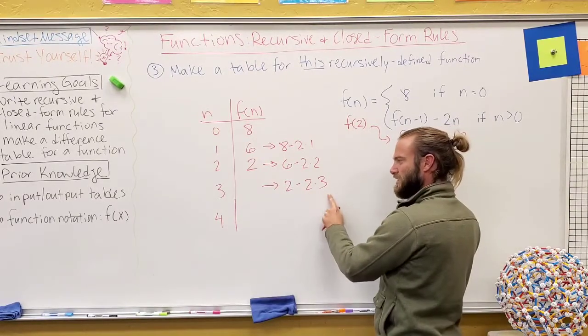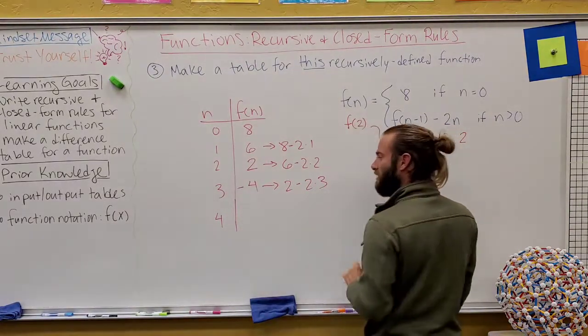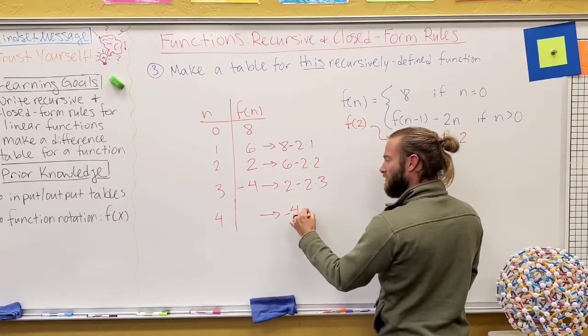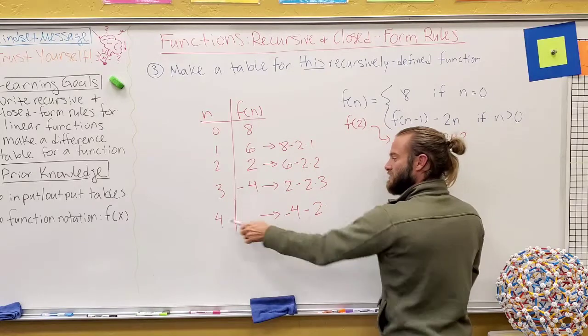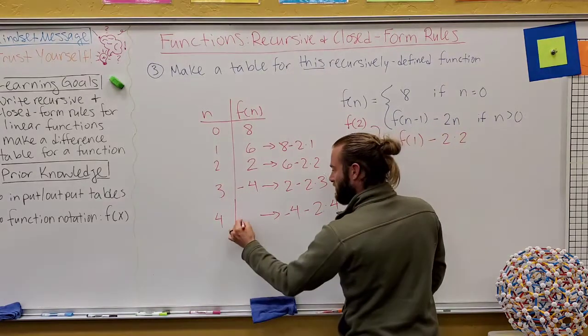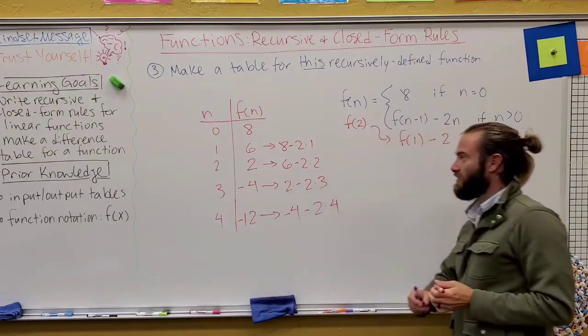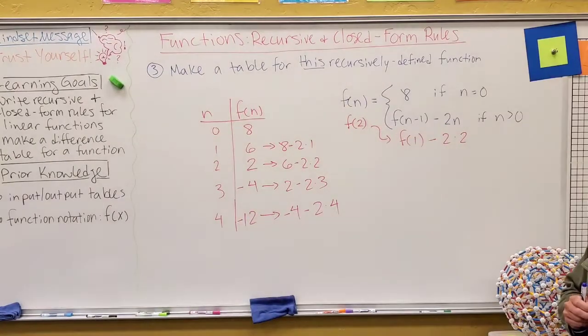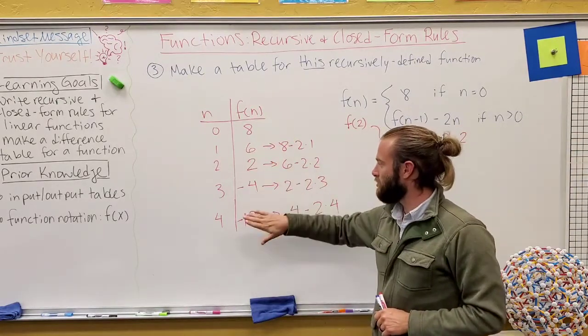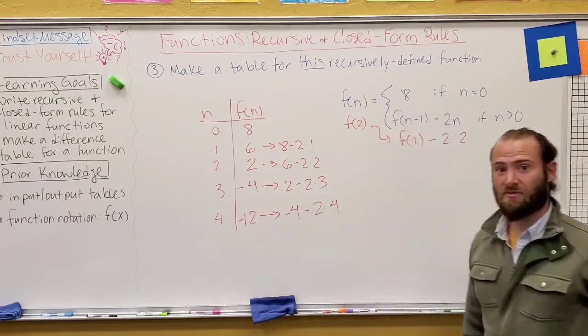Well, 2 minus 6 is going to be actually negative 4. So whatever this becomes is that guy, negative 4, minus 2 times n, which is 4. And so negative 4 minus 8 is going to give me negative 12. Okay? So there would be the table for this rule here. 8, 6, 2, negative 4, negative 12.